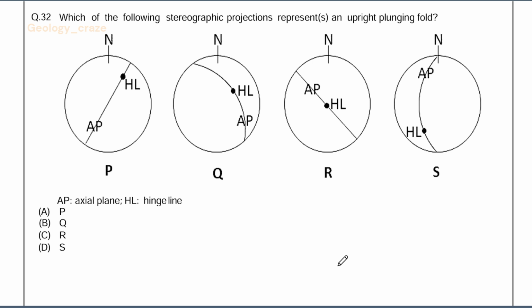Now let's solve this question. What they are asking is: which of the following stereographic projections represents an upright plunging fold? I have drawn two lines for upright as well as plunging fold. So now, what is an upright fold?